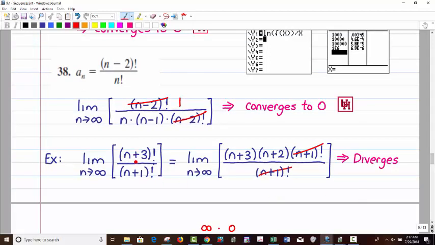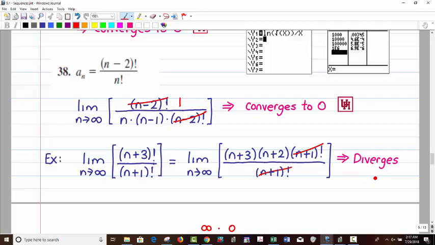This one, larger factorial on top. So you start there, n plus 3, n plus 2, then you have n plus 1 factorial. Cancels with that n plus 1 factorial. Now since the n's are all on top, it's going to go to infinity. So you're going to have diverge.